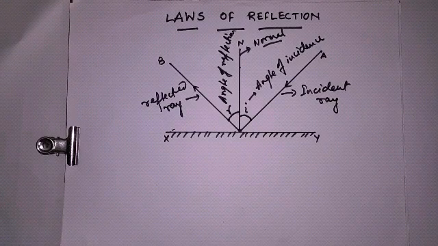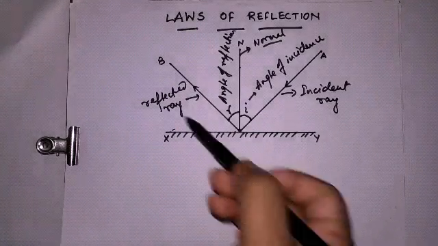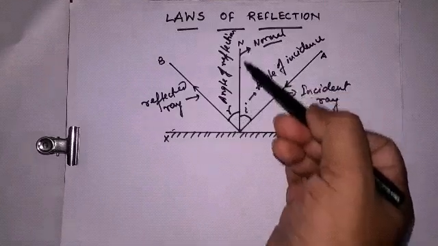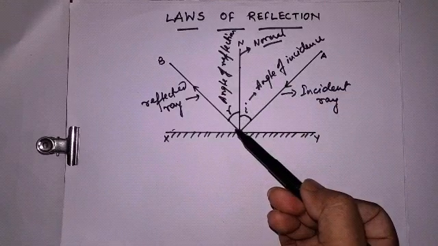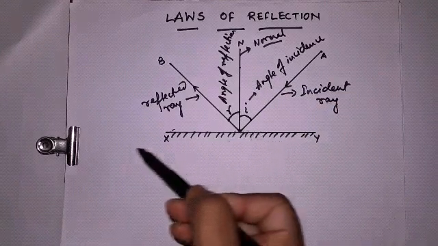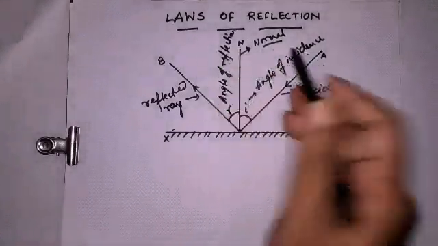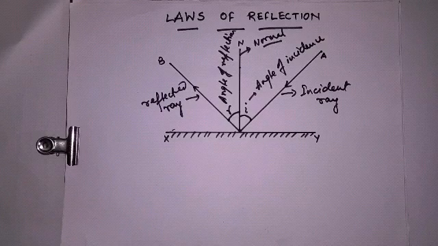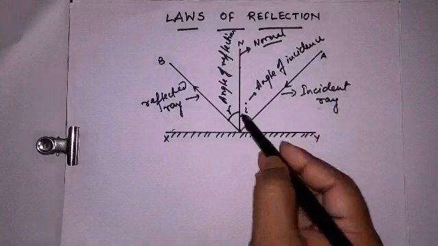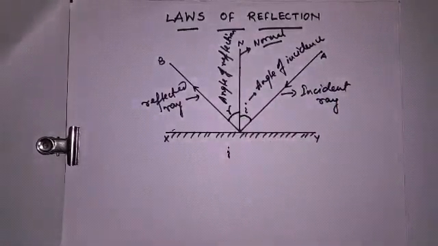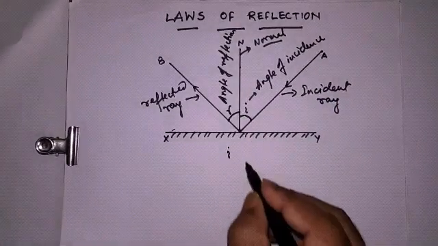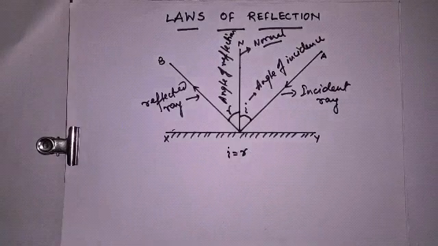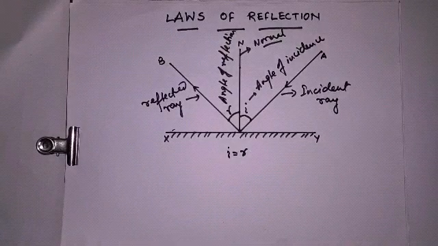Now, what do the laws of reflection say? The first law of reflection says that the incident ray, the reflected ray, and the normal at the point of incidence on the reflecting surface all lie on the same plane. Correct? The second one is quite important. It says the angle of incidence, this I, is always equal to the angle of reflection.